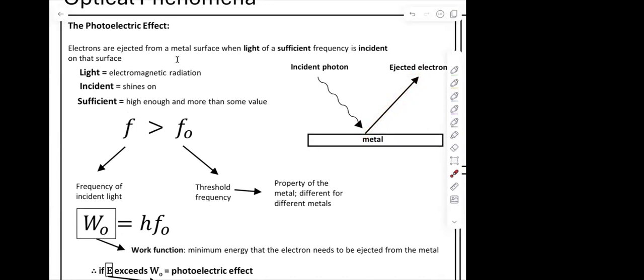So again, what do we mean by light? Light, we're talking about electromagnetic radiation of any kind. Sufficient energy means it's got to have high enough or more than some value. What is that value? We'll get down to figuring out what that value is. And when you talk about being incident on, it means it shines on. If that photon shines on a metal, that will then eject it, right?